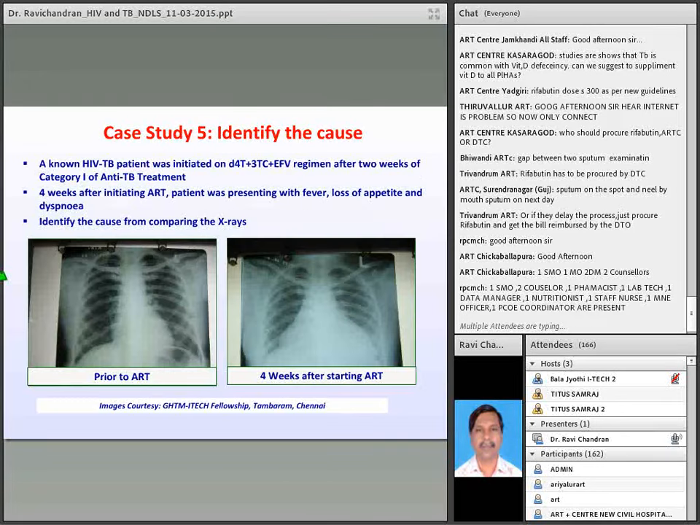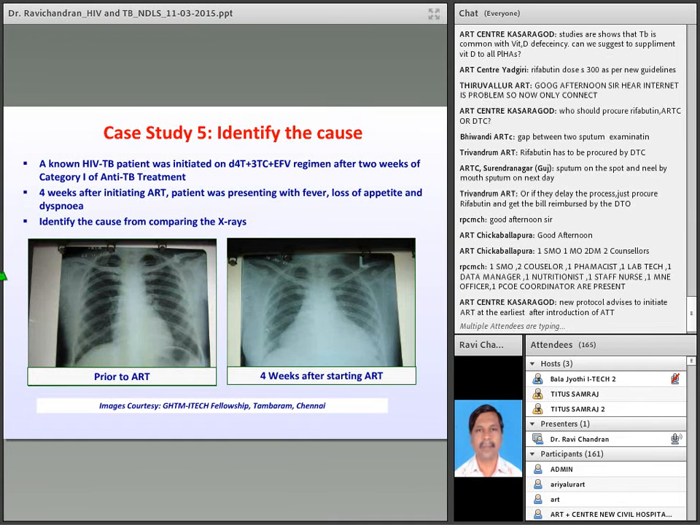Yes. This is IRIS. This is a known HIV TB patient who was initiated on D4T, 3TC and efavirenz regime after 2 weeks of category 1 antituberculosis treatment. 4 weeks after initiating antiretroviral therapy, the patient was presenting with fever, loss of appetite and dyspnea. Can you identify the cause from comparing the X-rays?